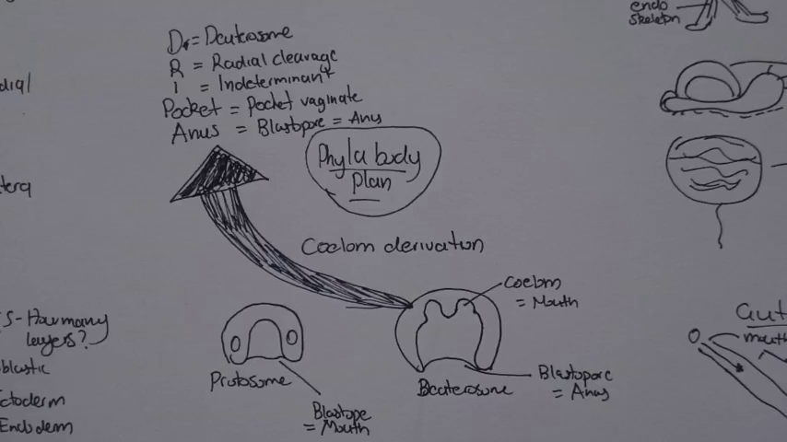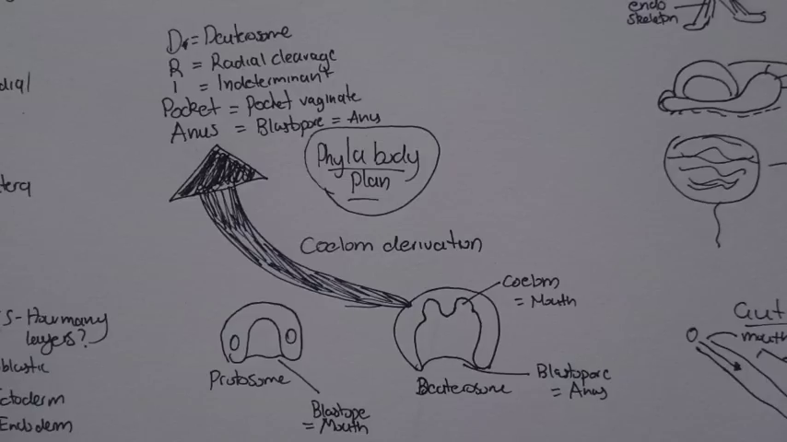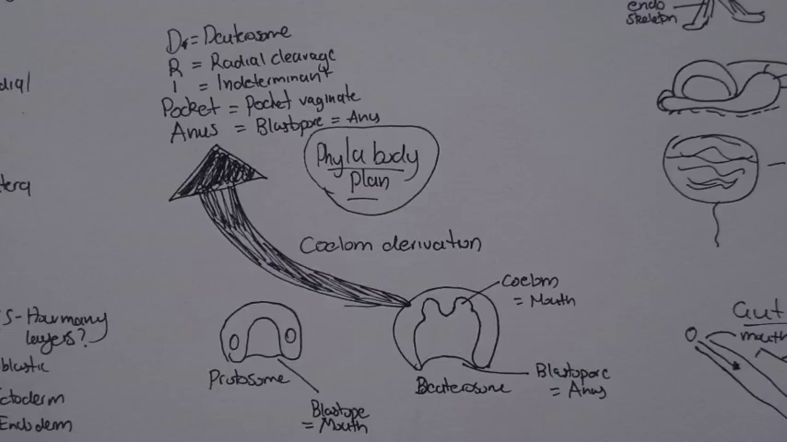I equals indeterminate. The tissue layers that form the organs are indeterminate in the embryo, so their fates haven't been decided. Pocket is the coelom, and the deuterostomes form out pockets that invaginate out of that layer. So our coelom would form the mouth. And then anus, just meaning the blastopore forms the anus.